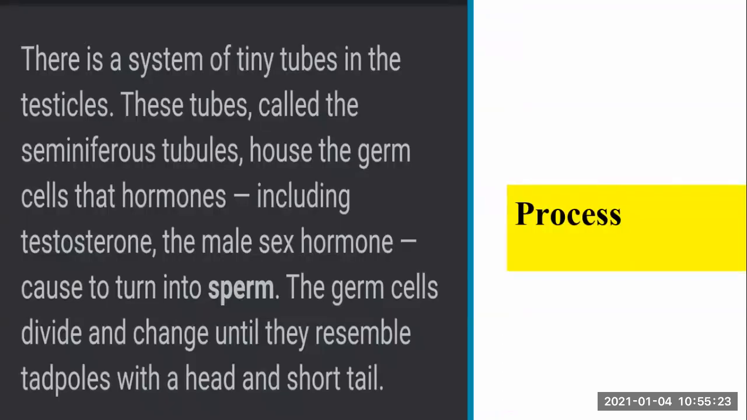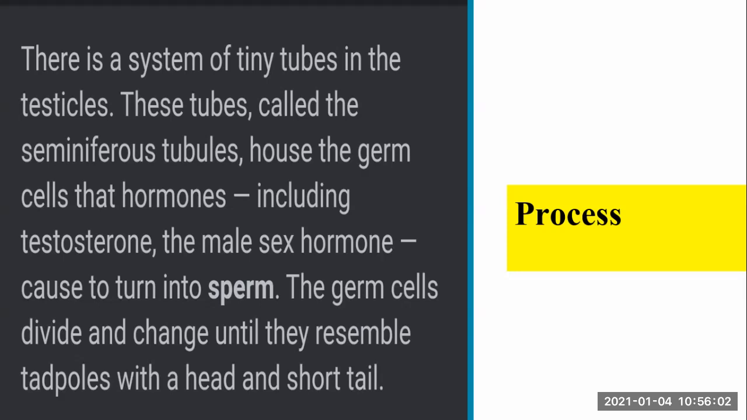Now, how are the spermatozoa or these ova produced? First we'll see the male gamete. There is a system of tiny tubes in the testicles. The testicles, as I told you on Saturday, are nothing but the pair of testes. These tubes are called the seminiferous tubules. They are the inner lining and house the germ cells, which hormones including testosterone, the male sex hormone, cause to turn into sperm.